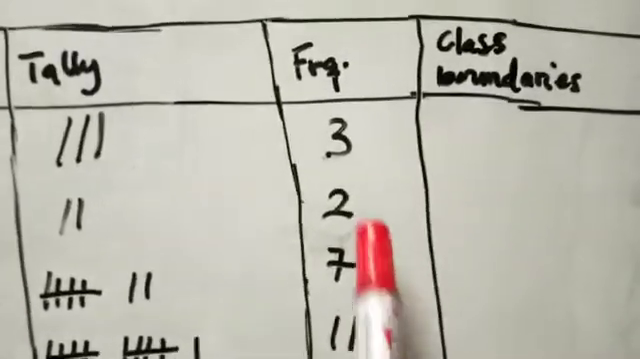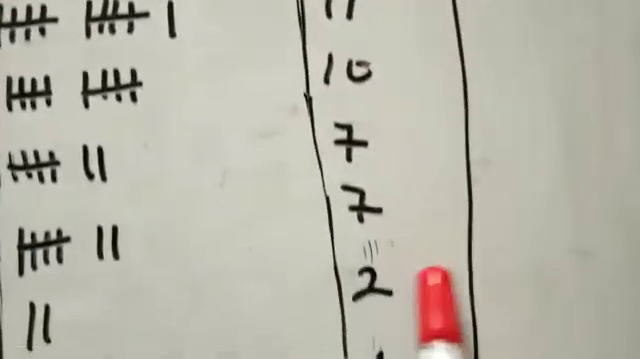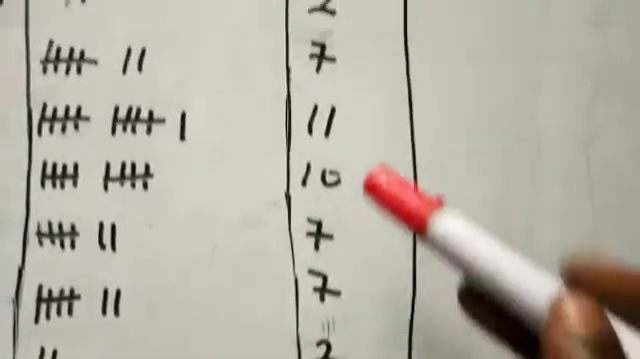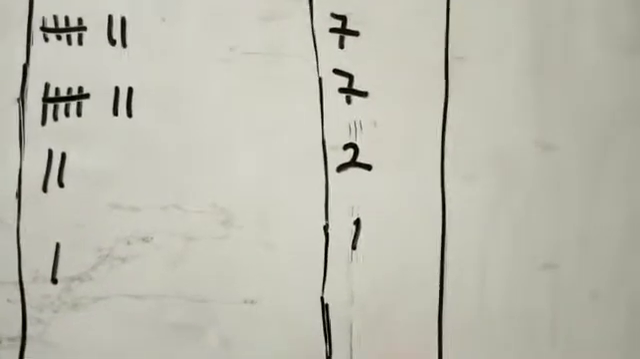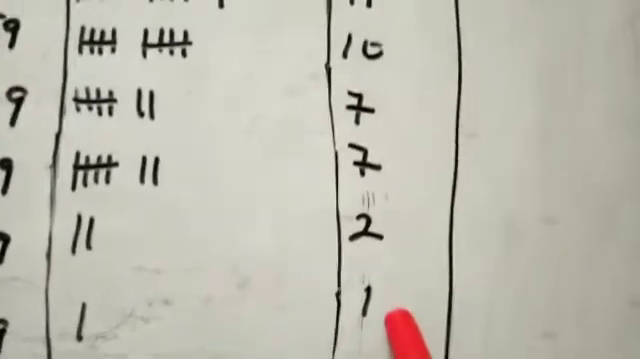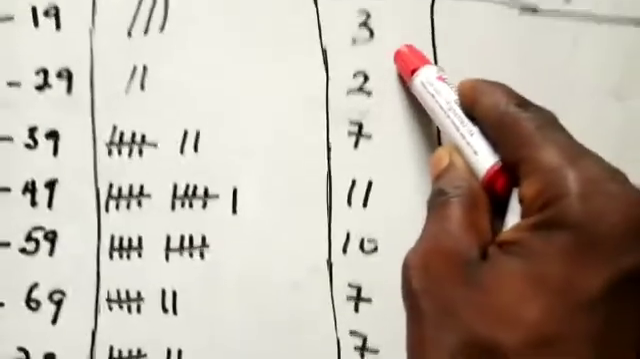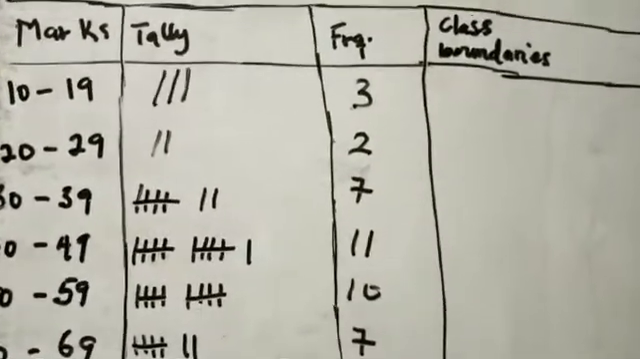Okay, so I'm having what? 3, 2, 7, 11, 10, 7, 7, 2 and what? 1, right? Okay, now the secret here is you just have to make sure that when you sum everything here, the frequency should be equal to the number being given. So we are told that in the class of 50 students, right? So this has to be what? Equal to 50. If this is more than that from the question, then you know that there's a mistake somewhere.